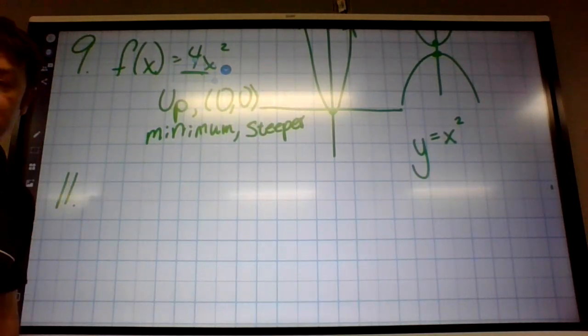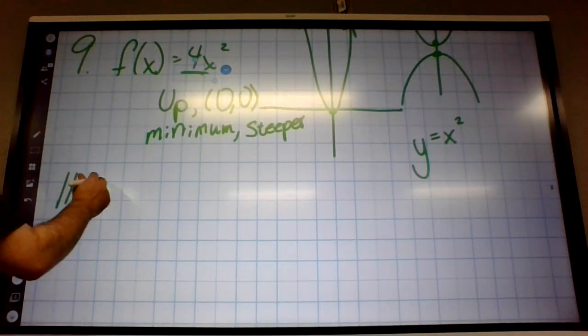All right. Number 11, f of x equals negative x squared.